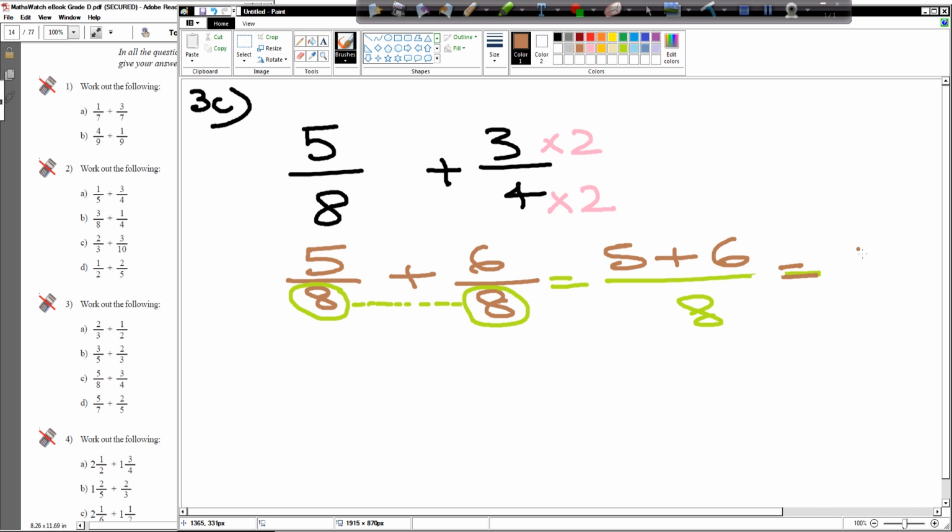What's 5 add 6? 11. And the 8 in the bottom, 8 gets copied across because we're talking in terms of 8. We have 11 over 8. Now we look at this fraction here.